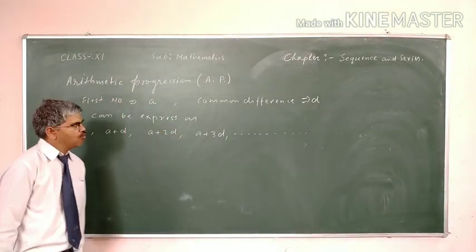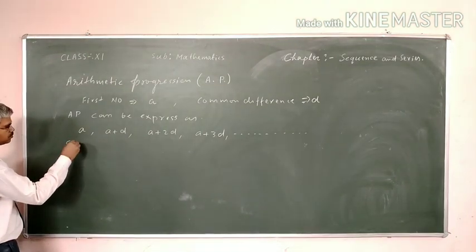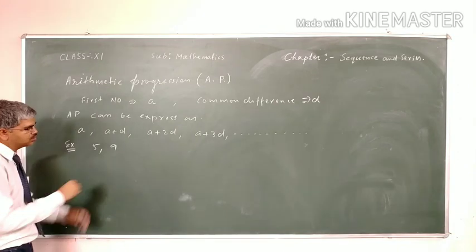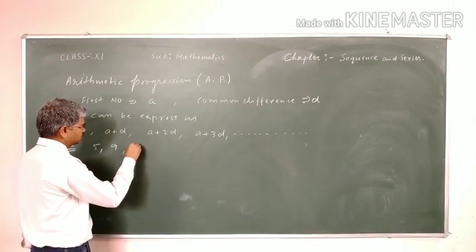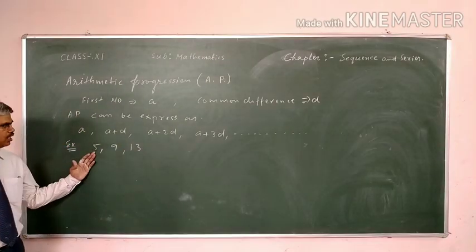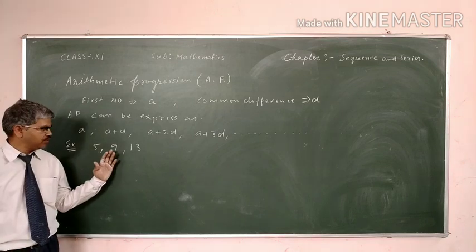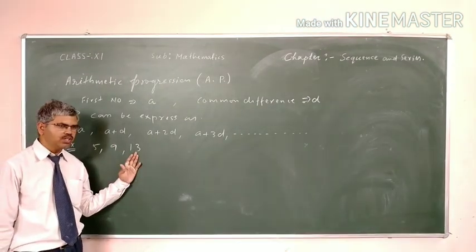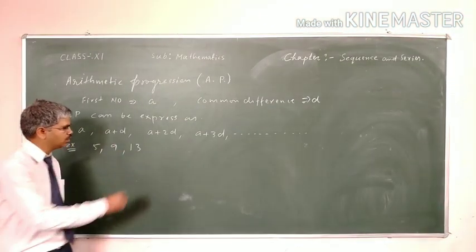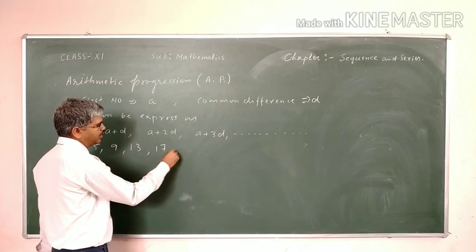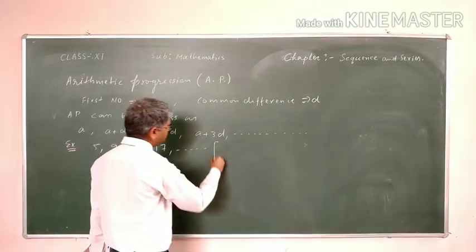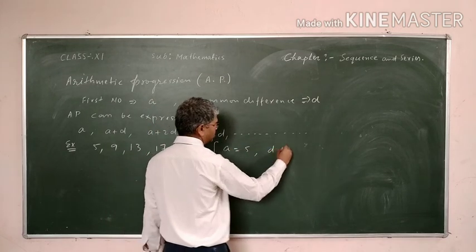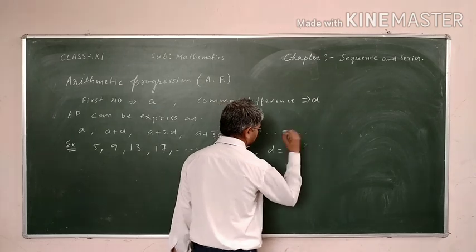Now, for example, 5, 9, 13, 17. Suppose we add 4, it will become 9. One more time we add 4, it will become 13, and then 17. So, in this we have A equal to 5 and D equal to 4.